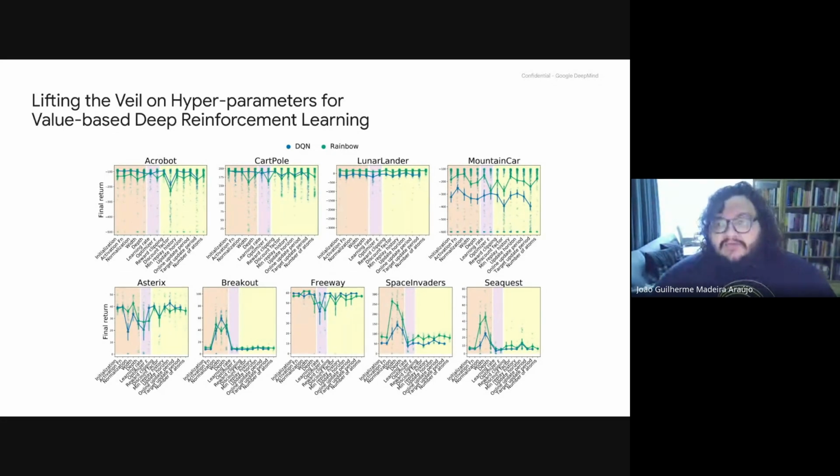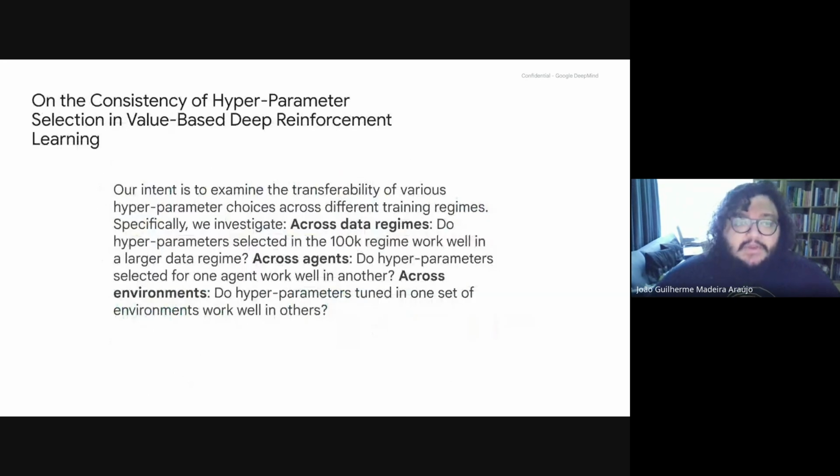That will give us more environments, and besides that, let's try to organize this into some kind of metric instead of just a million plots. Which led us to our second paper, the one accepted to RLC, on the consistency of hyperparameter selection in value-based deep reinforcement learning. Again, not overclaiming anything at all. We even specified value-based, not actor-critic or anything like that.